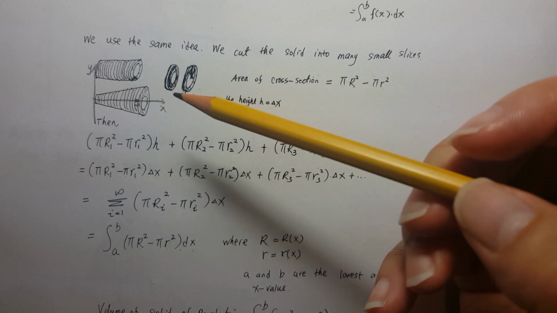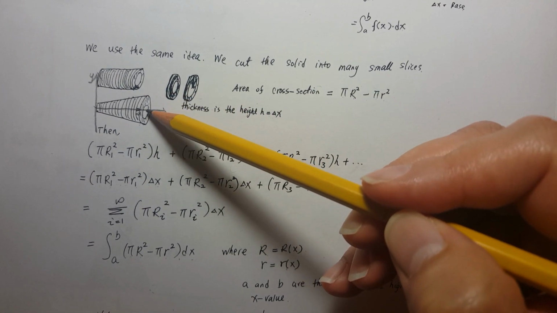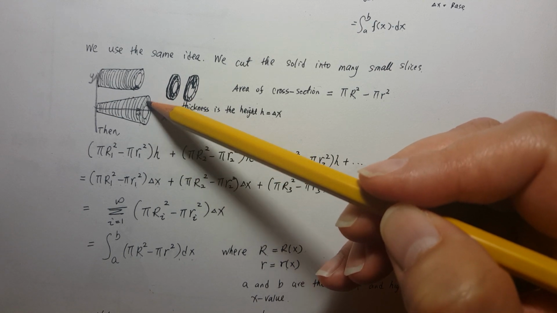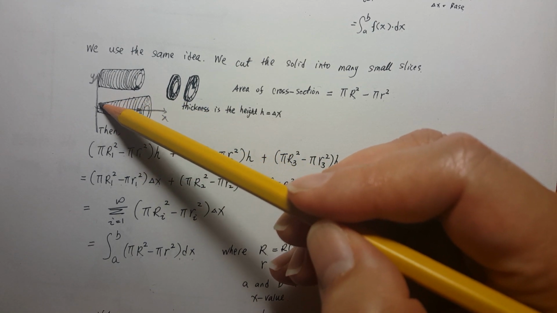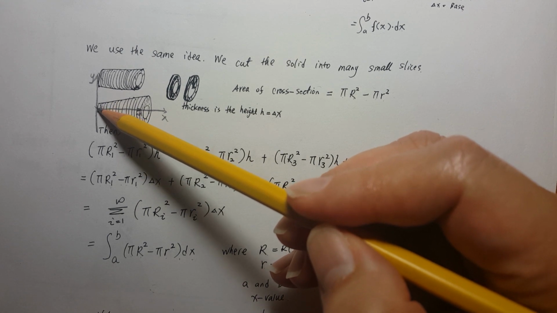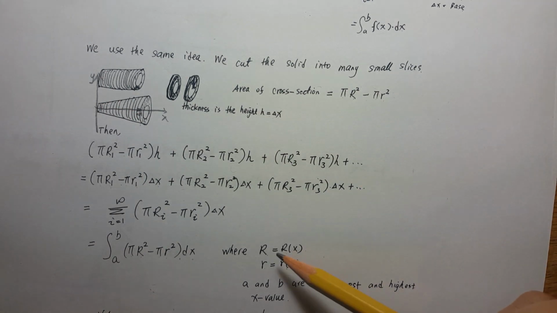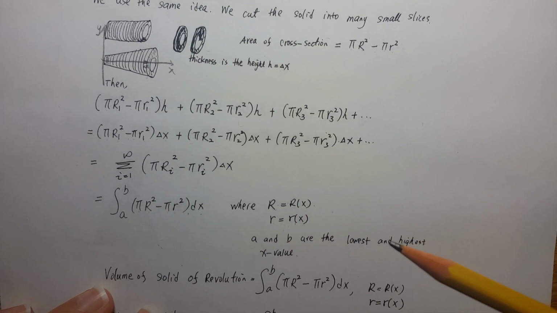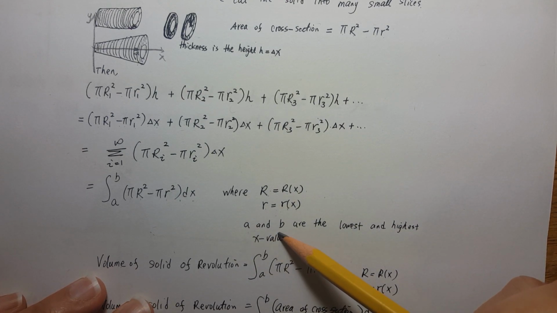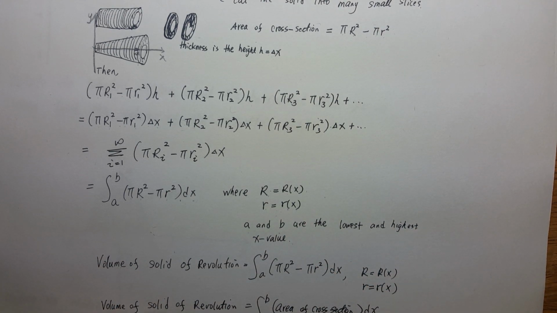The reason is because your radius changes. In the beginning, your radius is bigger over here. As it goes this way, your radius gets smaller because it becomes narrower. The pieces get smaller. Therefore, the big R and the small r are both functions of x. And a and b, we already know, are the smallest and the biggest x values. Now we're going to make it more general.